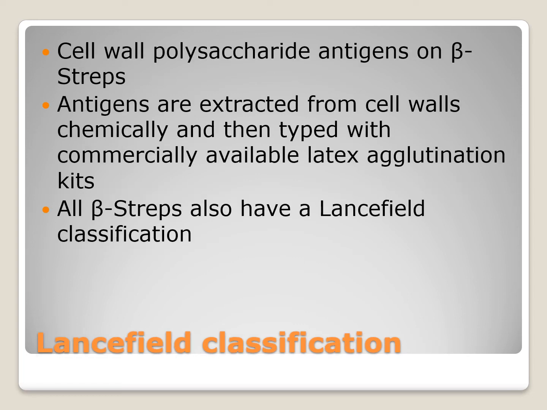In Lancefield classification, what we're doing is we're ripping the cell wall polysaccharide antigens off of the beta hemolytic strep. So we take those extracted antigens and we chemically add them to latex agglutination particles. And if you have a clumping, it indicates which Streptococcus you're dealing with. So beta hemolytic streps can be Lancefield typed by serologically typing the cell wall antigens. Streptococcus pyogenes is strep A and Streptococcus agalactiae is strep B.